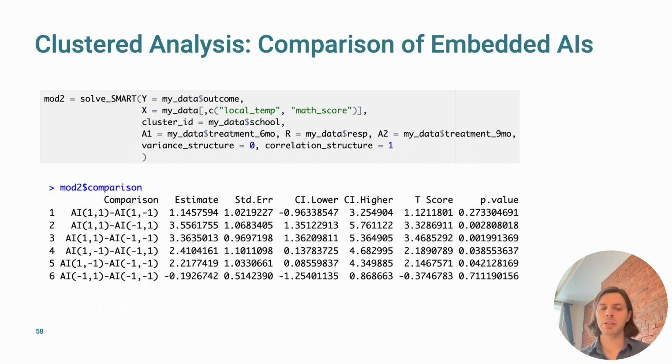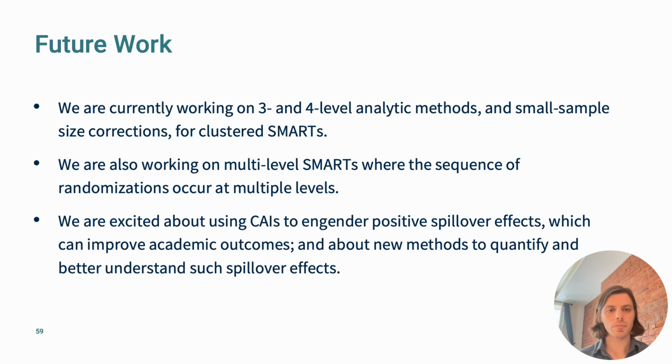So if your primary aim was to compare the most intensive AI of 1, 1 with the least intensive of -1, -1, you would go to row 3, see an effect estimate of 3.36, a p-value less than 0.05, so a significant difference between these embedded AIs. 3.36 does happen to just be the difference between AI 1, 1's mean and AI -1, -1's mean from the previous slide. So that is how the package is working.